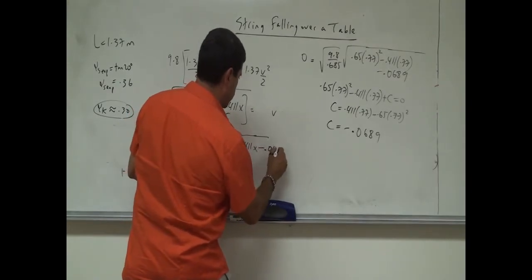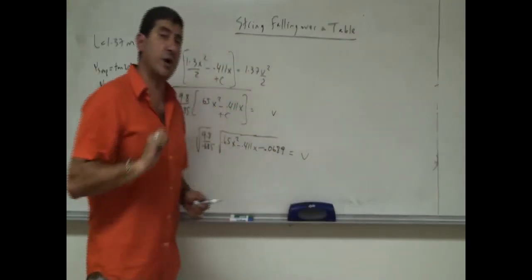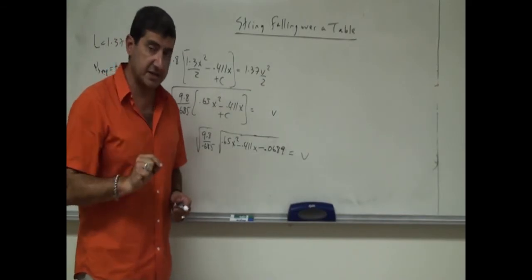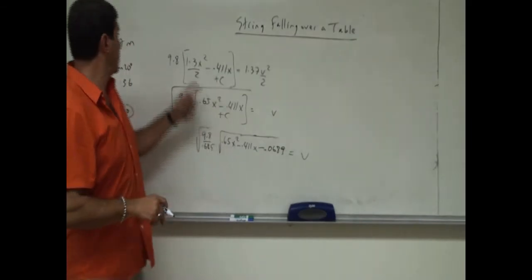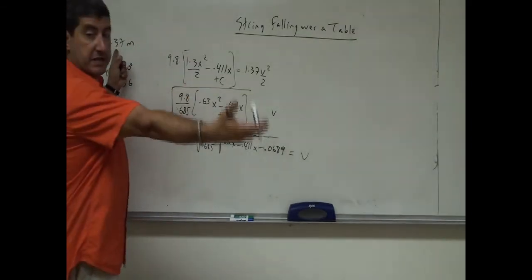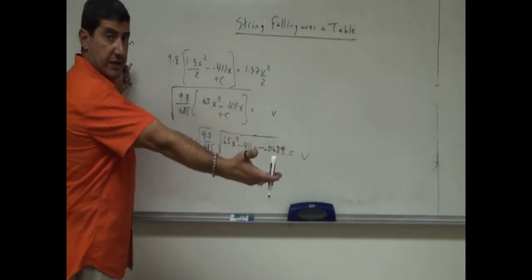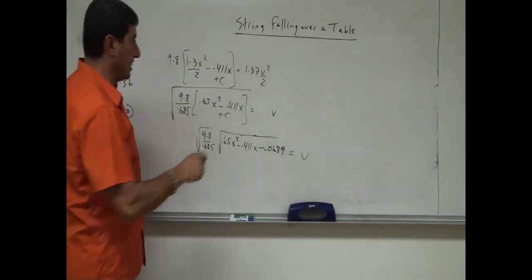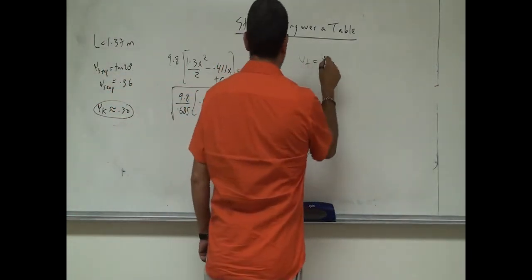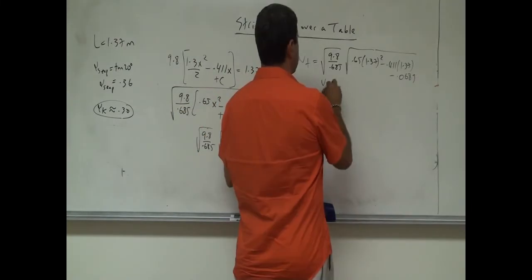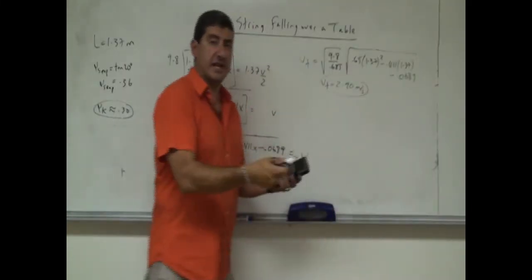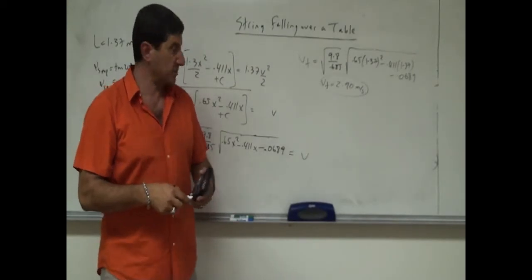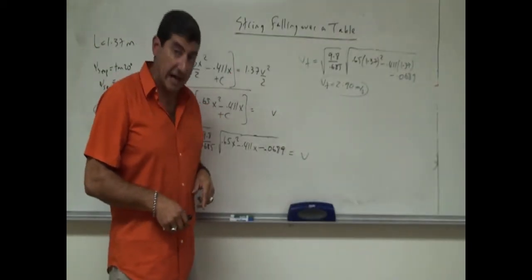Negative 0.0689. If all I wanted to calculate was the final velocity of the string, I would put here x equal to 1.37, because by the time all of it is falling off the table, x will be 1.37. This will give me the final velocity of the string. This is a reasonable value, 2.9 meters per second. So by the time it fell off the table, it was going pretty quick. I can calculate the time that this took.